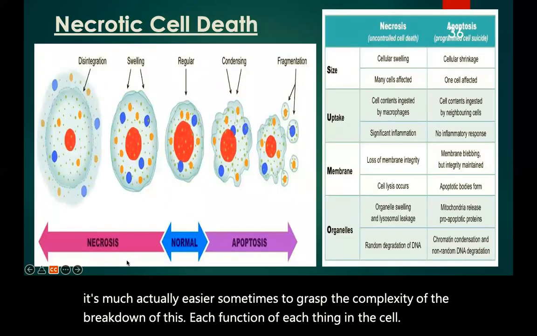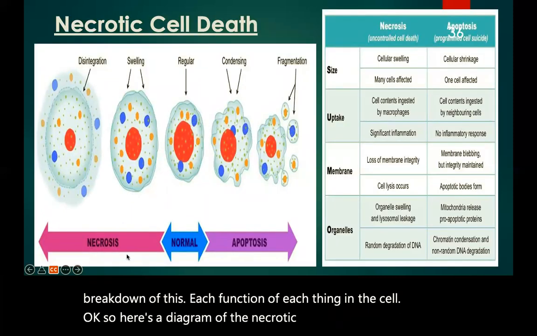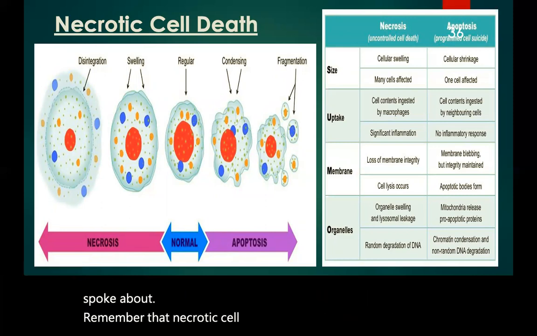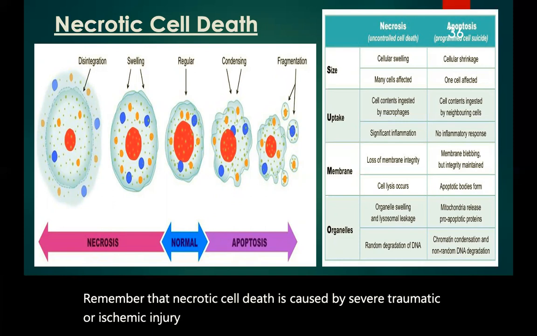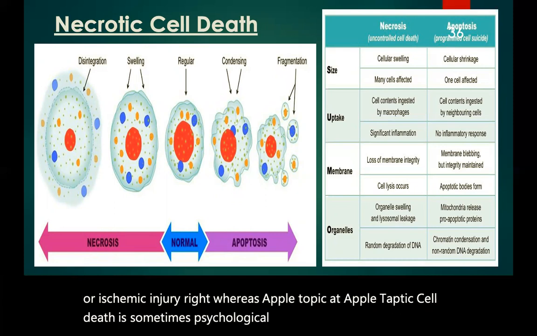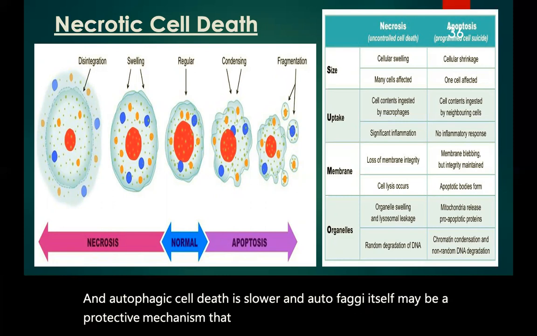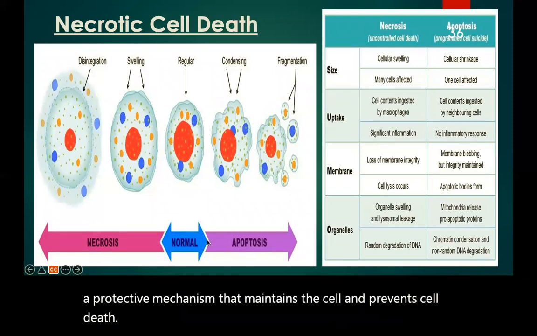Okay, so here's a diagram of the necrotic cell death, which we just spoke about. Remember, necrotic cell death is caused by severe traumatic or ischemic injury, all right? Whereas apoptotic cell death is sometimes physiological rather than pathological. And autophagic cell death is slower, and autophagy itself may be a protective mechanism that maintains the cell and prevents cell death.